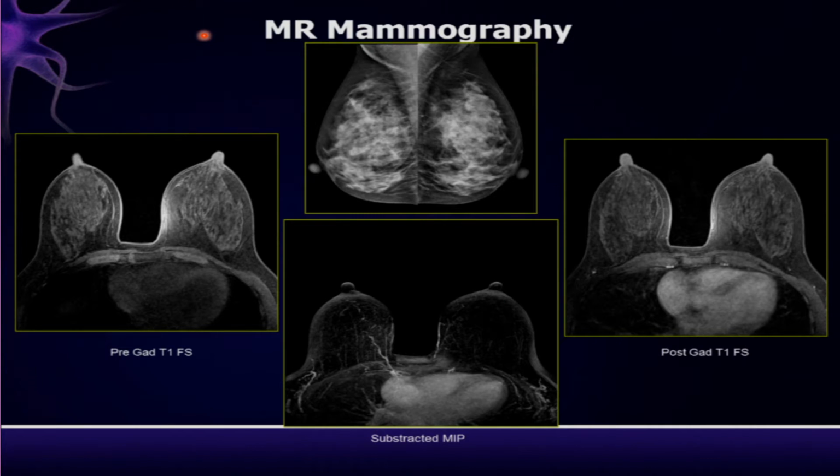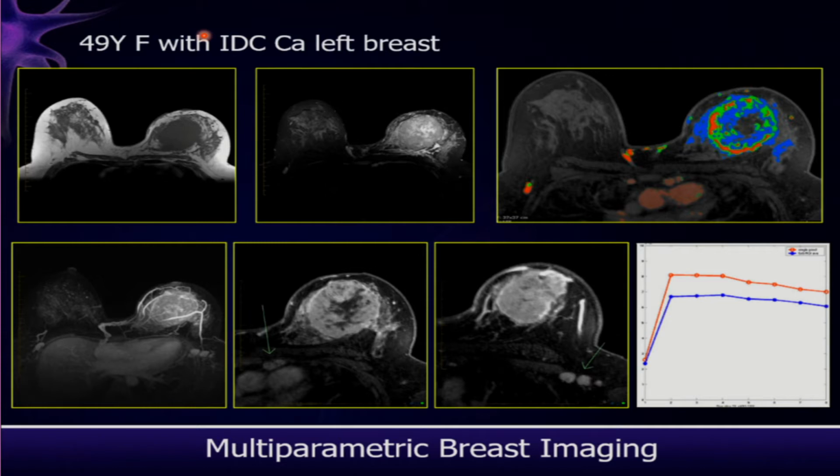MR mammography is a very useful imaging tool in glandular breast, where conventional mammogram and ultrasound fail. We have multiparametric breast imaging similar to prostate to evaluate breast lesions. This patient with carcinoma of the breast shows diffusion restriction, increased perfusion, and the dynamic image shows rapid acquisition and rapid washout of contrast.